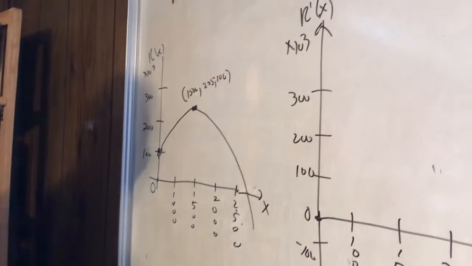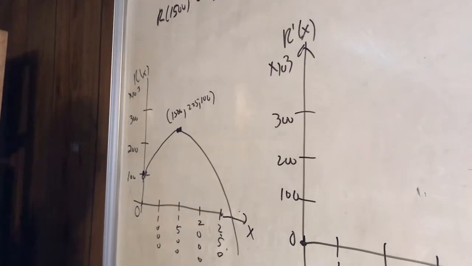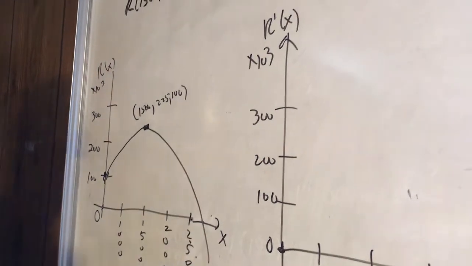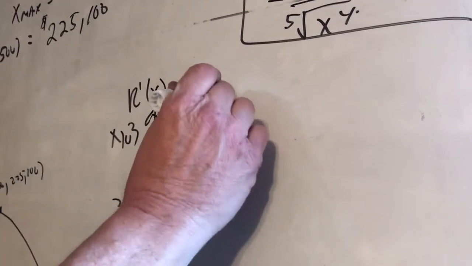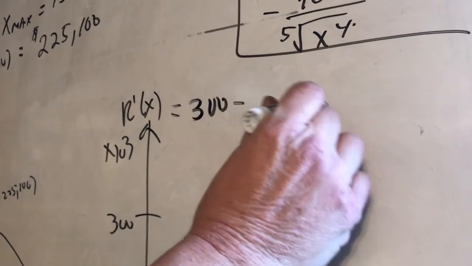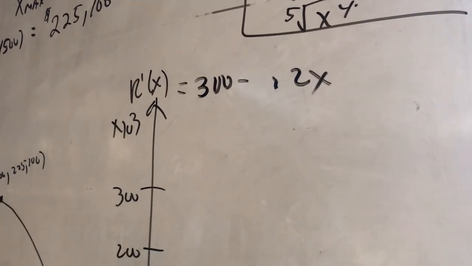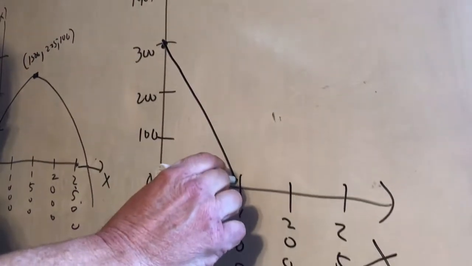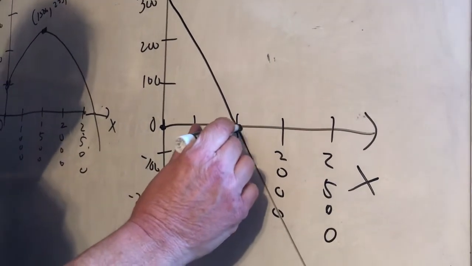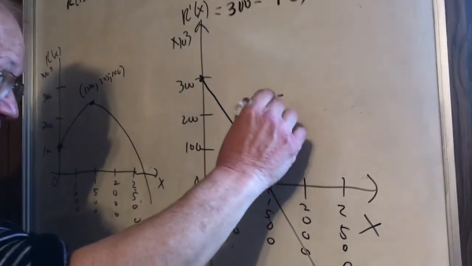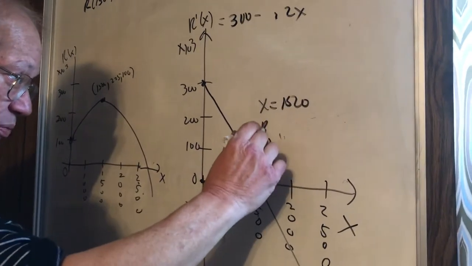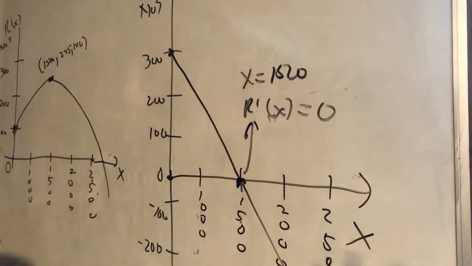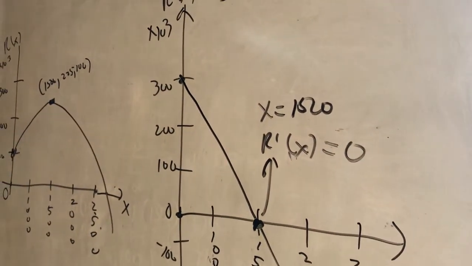That's good. Okay. And this is the derivative function. What is the derivative function? Well, it's a straight line. Right? It's 300 minus 0.2x. And it's going to start at 300. And it's going to go through 1500. Now notice, when x equals 1500, r prime of x equals 0. Amazing, that's how we found it. We said r prime of x equals 0, and we found x equals 1500.